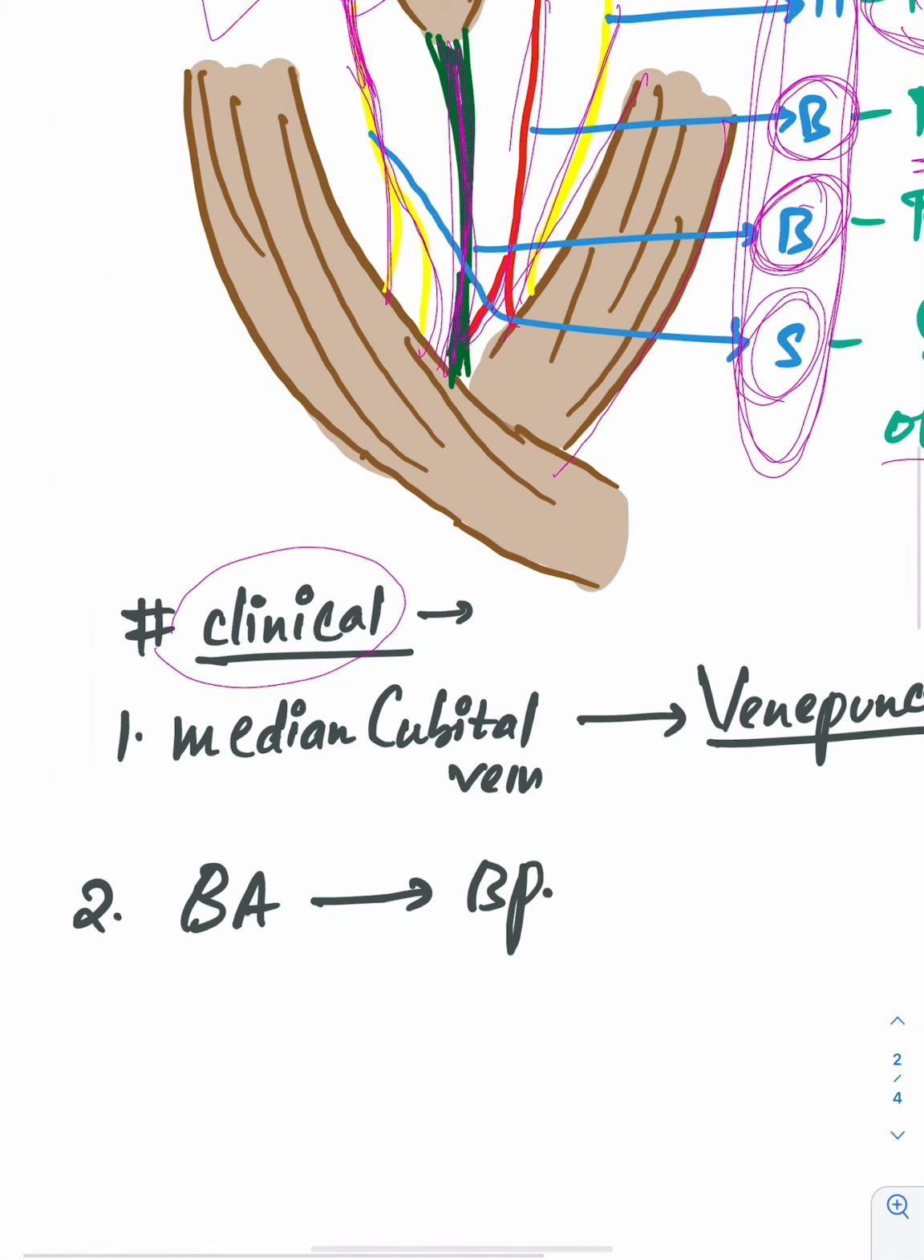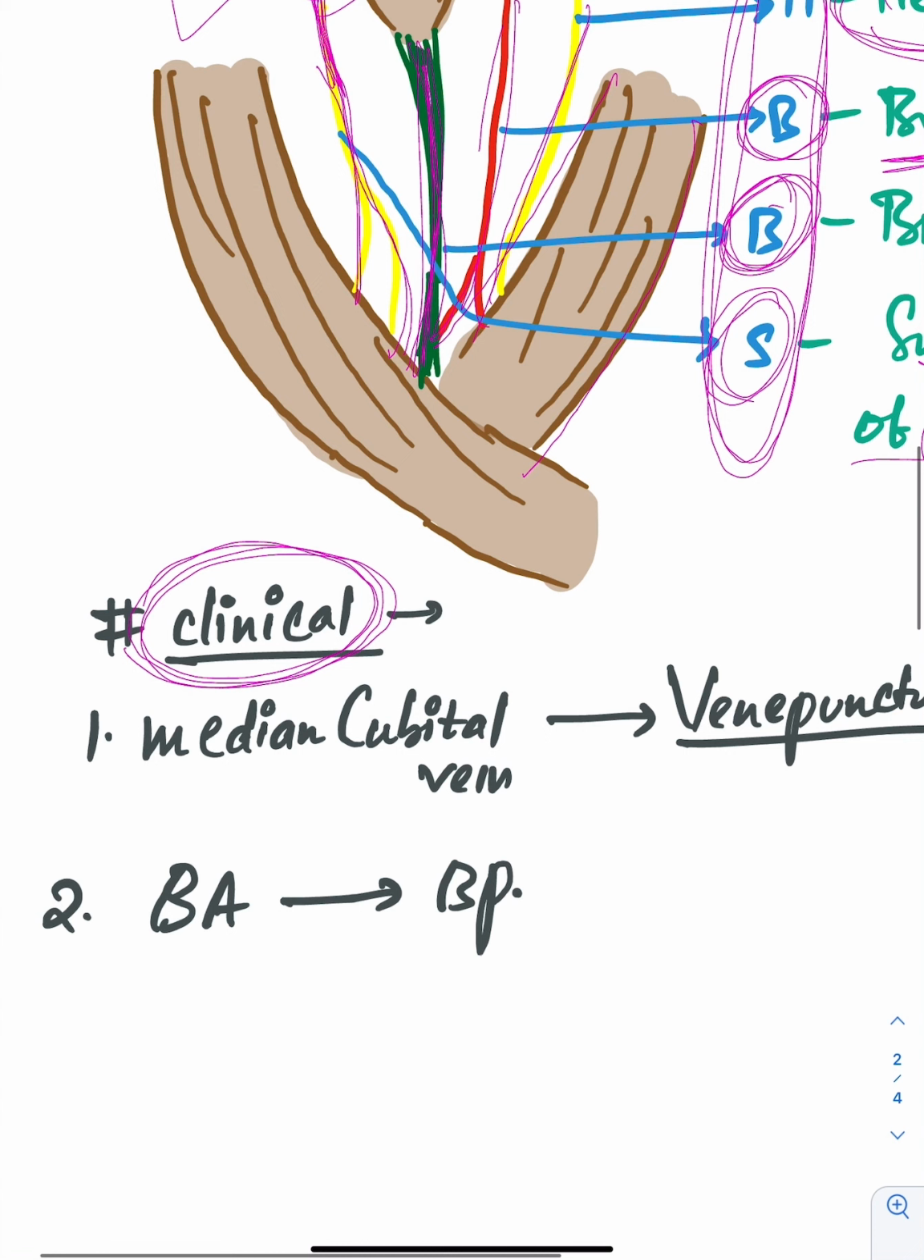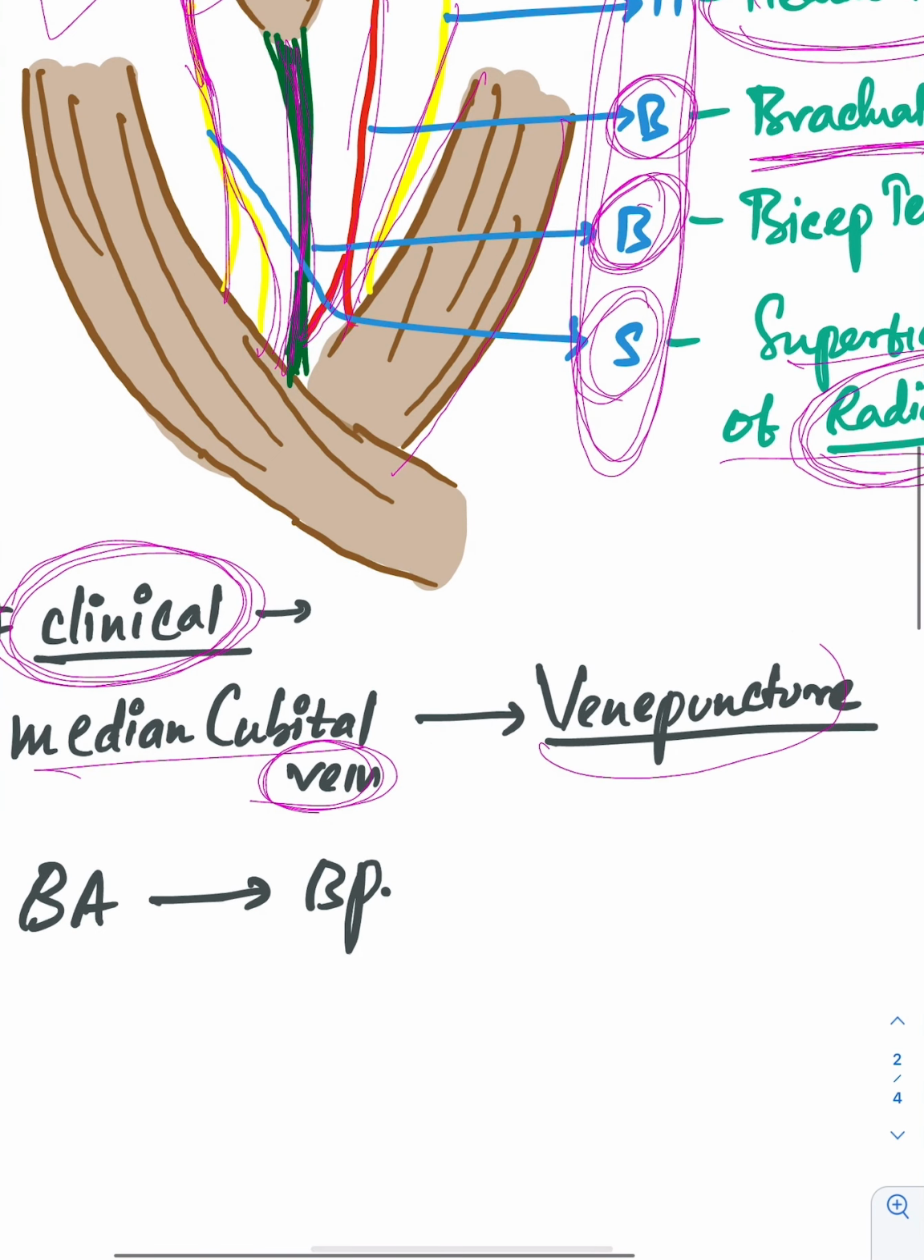Now, what is the clinical aspect of this cubital fossa? Why should you study about this cubital fossa? Mainly it is because of the median cubital vein. This is the choice for venipuncture. Why? Only here the venipuncture has to be done. We have so many veins superficially in the body.